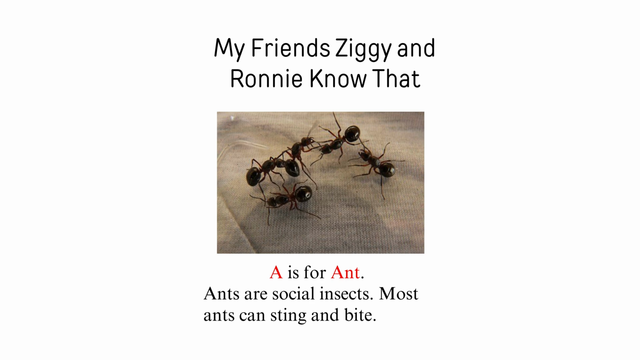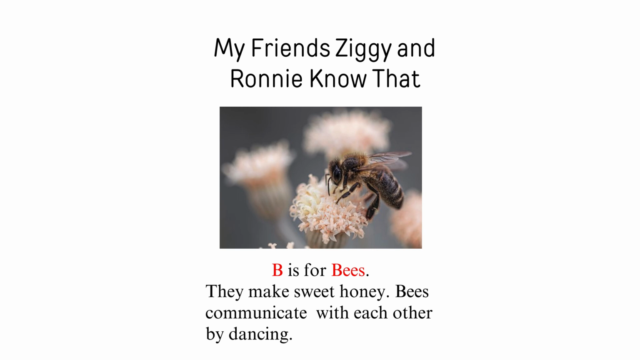My friends Ziggy and Ronnie know that A is for ant. Ants are social insects. Most ants can sting and bite. What are the types of ants in the area where you live? How are ants helpful?